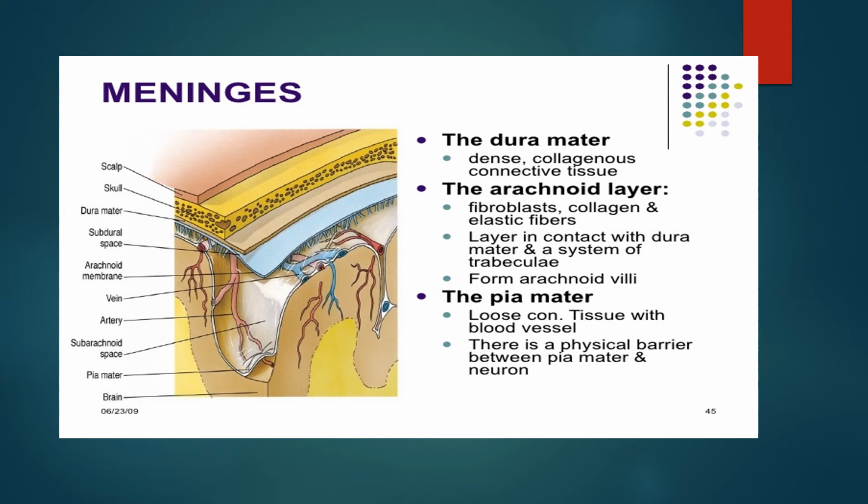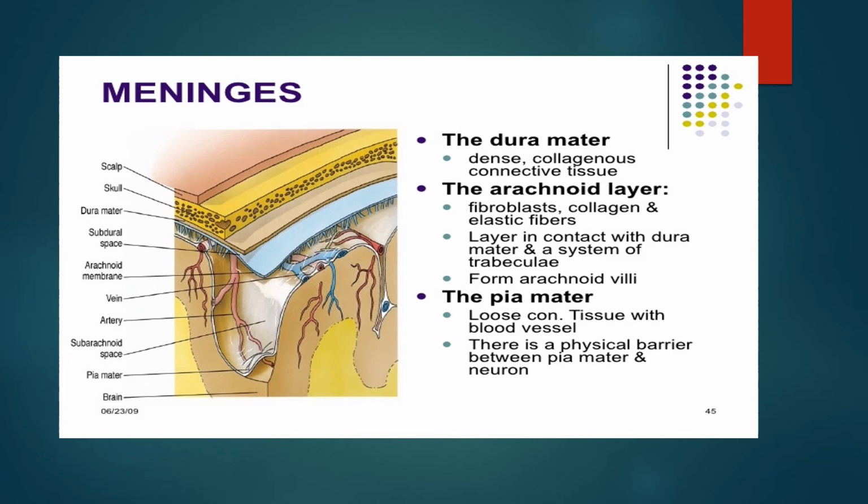Number two is the arachnoid mater, which is a layer of fibroblasts, collagen and elastic fibers in contact with the dura mater, and a system of trabeculae forms the arachnoid villi. Okay, and the third one is the pia mater, which includes loose connective tissue with blood vessels. There is a physical barrier between the pia mater and the neuron.